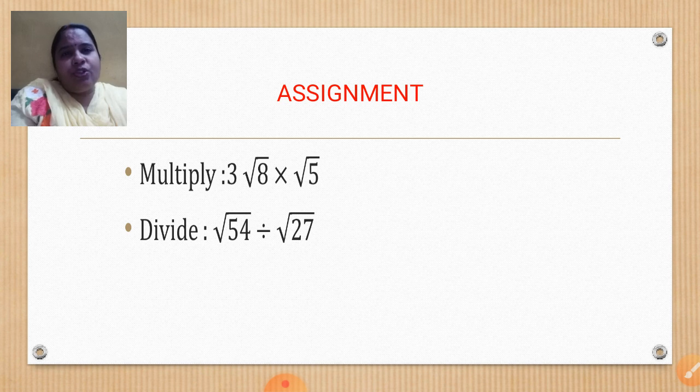This assignment question should be written in your notebook itself once you finish solving the exercise sums. You can write this below it as assignment sums, right? So in this session, I hope you have understood what we have done in multiplication and division of sums.